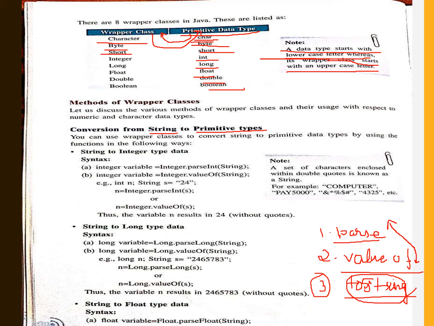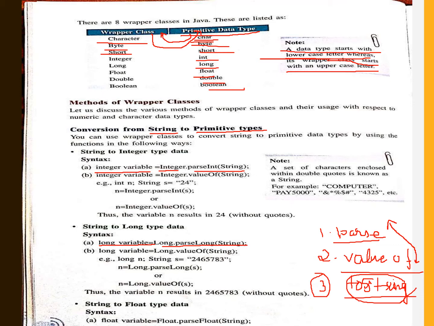How can we use it? Syntax: int variable name equals, if you want to convert to integer, you write Integer.parseInt(string). If you want to convert to a long data type, you write long variable name equals Long.parseLong. If it is a float, float variable name equals Float.parseFloat(string). Whatever your string variable is, you pass it. That is the rule for the parse function.